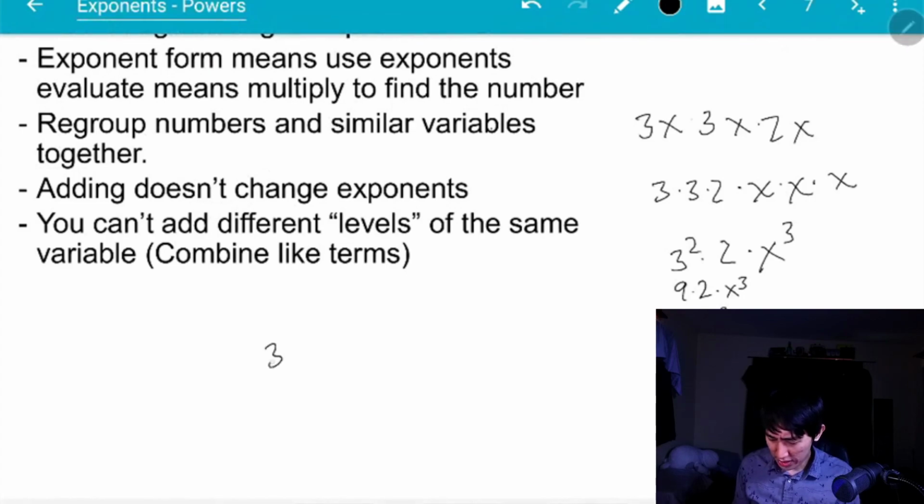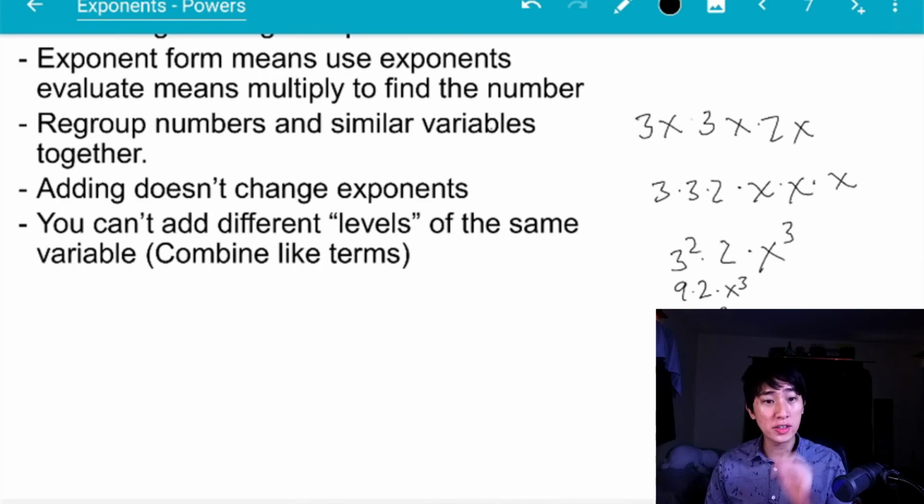One of the most common things I see is if I see 3x plus 2x, I see so many kids go 5x squared, and that just doesn't work out. So make sure you understand the general idea. We are going to be working with exponents a lot, and if you understand exponents, it makes your next lesson a lot easier. See you then.